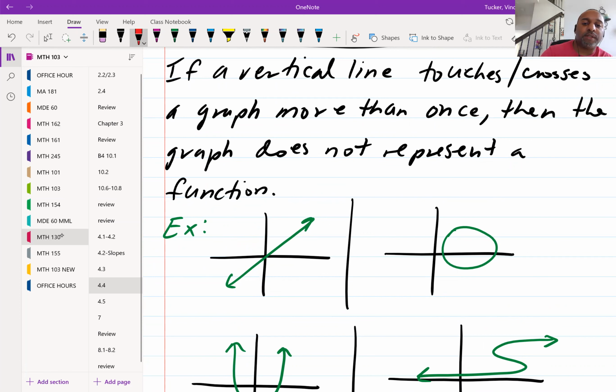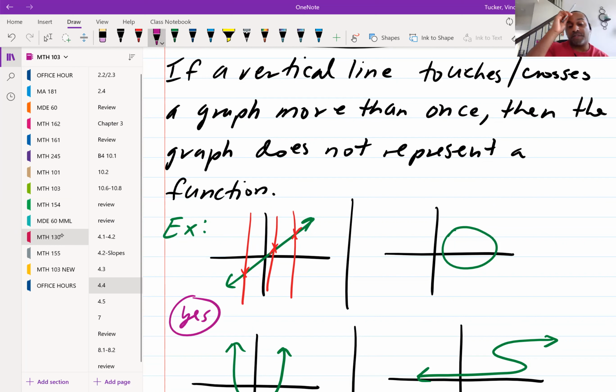So we see this right here. Notice no matter where you draw your vertical line, it's only going to touch it once. So yes, this is a function. It's only touching it once. When you draw a vertical line, no matter where you draw it, it only touches the graph once. The line's in green.